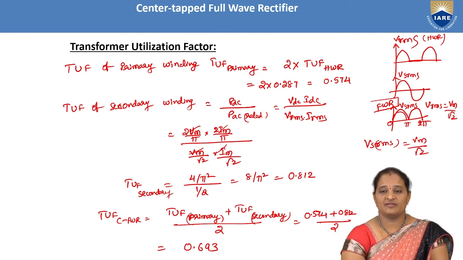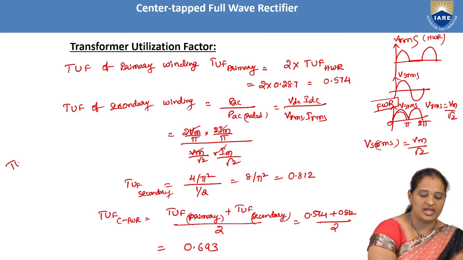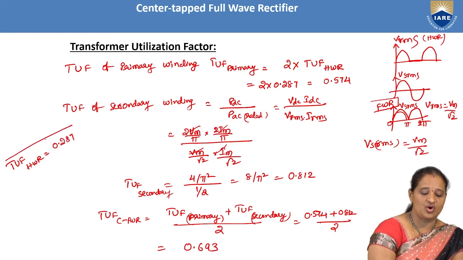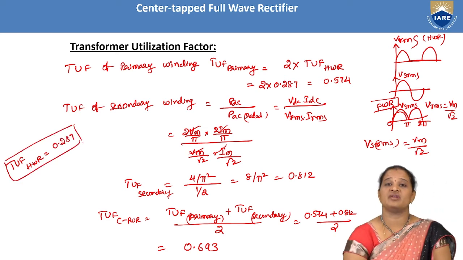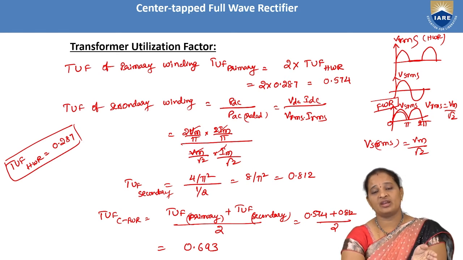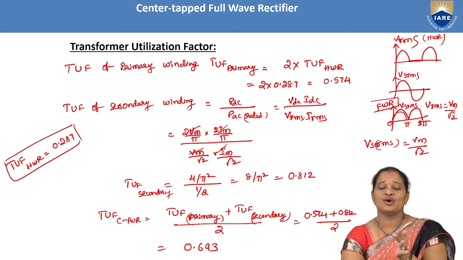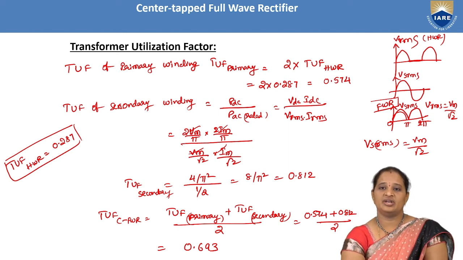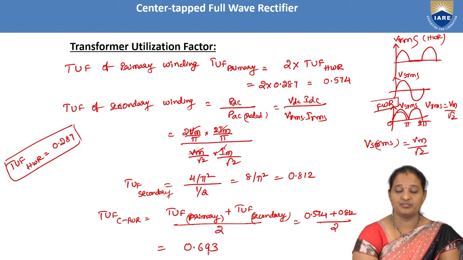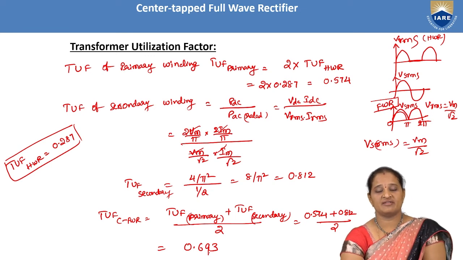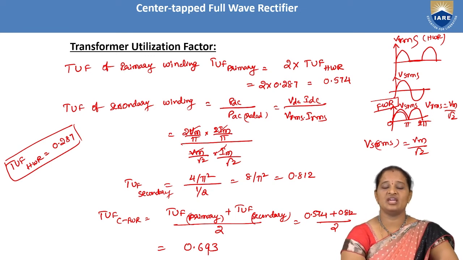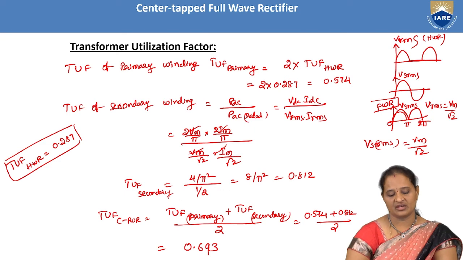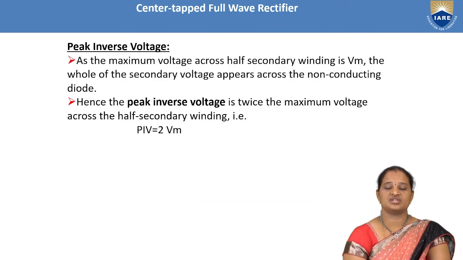Okay, and here if you compare the transformer utilization factor of the half wave rectifier, it was 0.287. Means what? Only 28.7% of the AC power rating of the transformer secondary got utilized in order to convert the AC supply into DC, whereas it is improved from 0.287 to 0.693 in case of the center tap full wave rectifier. This is the transformer utilization factor.